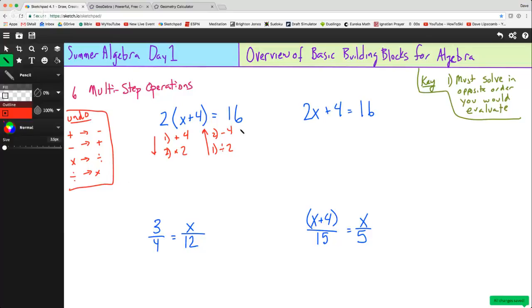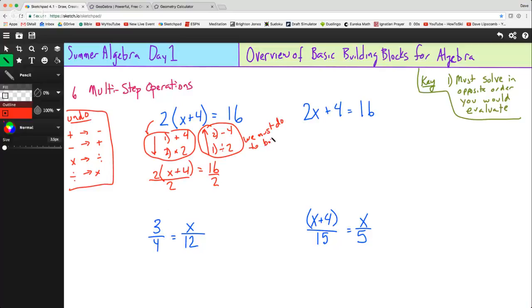So let's see how this works. So this is what we did, and these are the operations that we must do. So I'm going to rewrite the problem here. 2 times the quantity x plus 4 equals 16. So we've got to divide by 2. And when we divide by 2, we have to do it to both sides. We must do it to both sides.